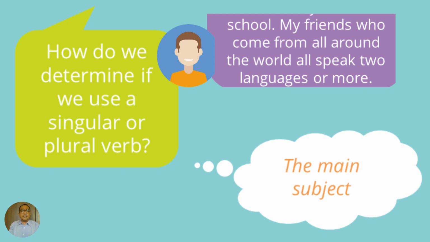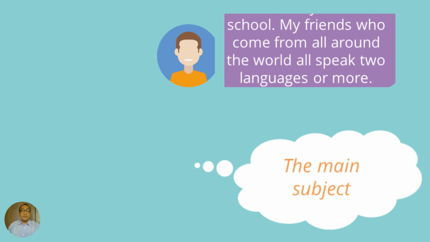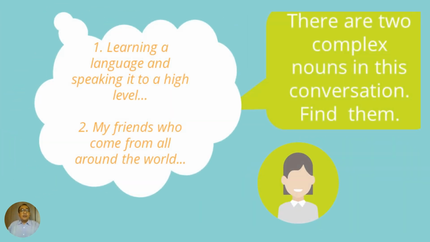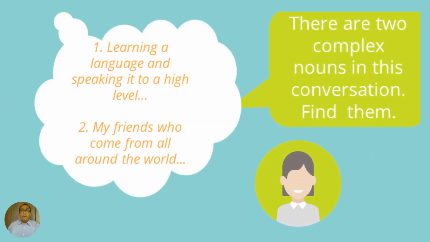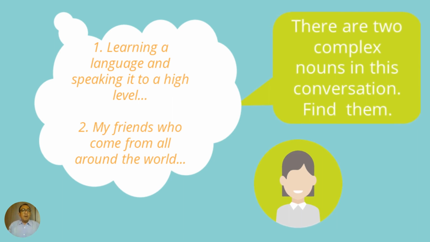Maybe that is also a complex subject, but that is the main subject. Okay? Even though after that is "come" and after that is "speak two languages or more", still my friend is the subject. The next one, what are the complex sentences? Oh, see this. It's not only the sentence that is complex, right? But the subject is also complex. There are two complex nouns here in the conversations.